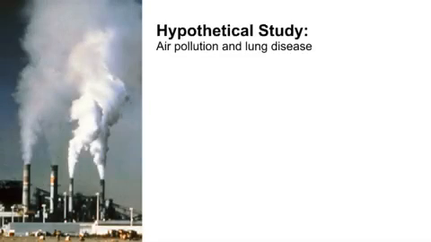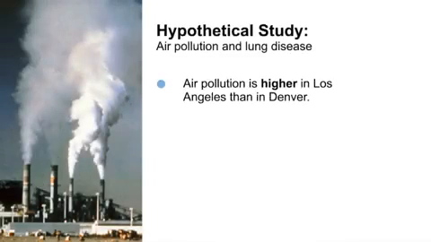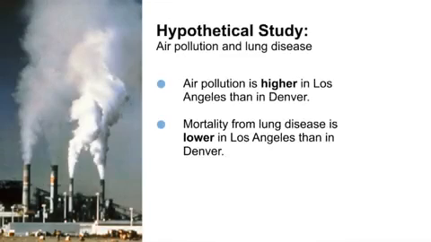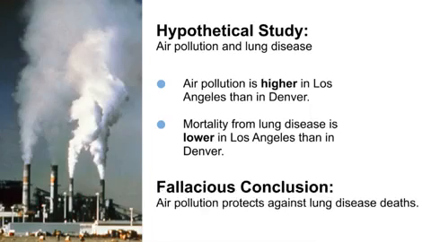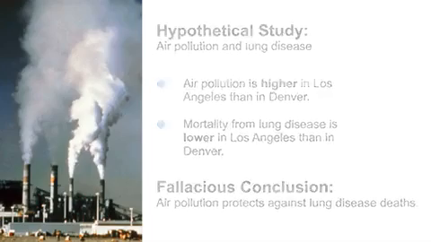Let's consider the hypothetical example that air pollution is higher in Los Angeles than in Denver, but mortality from lung disease is lower in Los Angeles than in Denver. We might come to the fallacious conclusion that air pollution protects against lung disease deaths. The explanation might be that persons dying of lung disease in Denver may have moved from high air pollution cities. We don't know the cumulative exposures of cases and non-cases in either city.